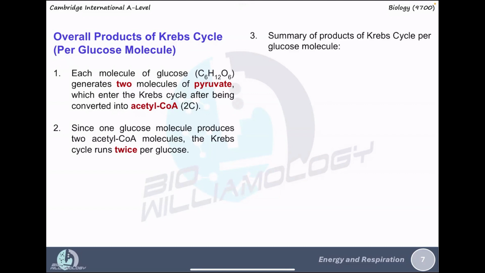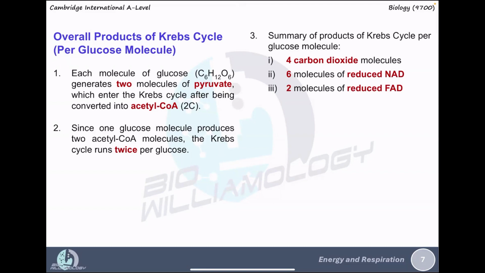So what are the products formed per glucose molecule? We know that in one Krebs cycle, 2 CO2 molecules are released. So per glucose, times 2, we are going to have 4 carbon dioxide molecules. 6 molecules of reduced NAD are formed, 2 molecules of reduced FAD are formed, as well as 2 molecules of ATP formed through substrate-linked phosphorylation.